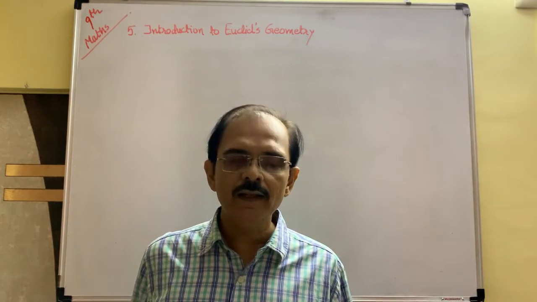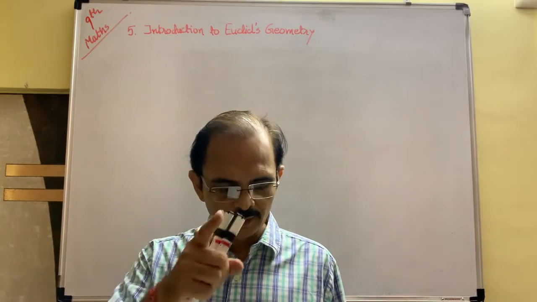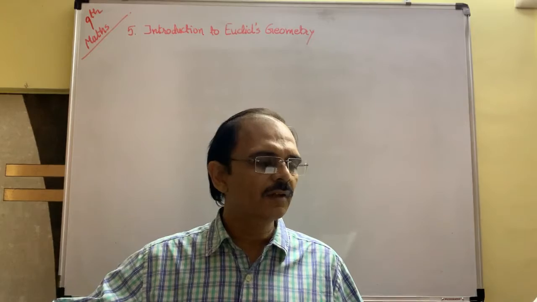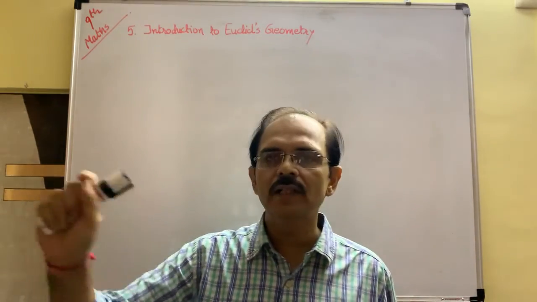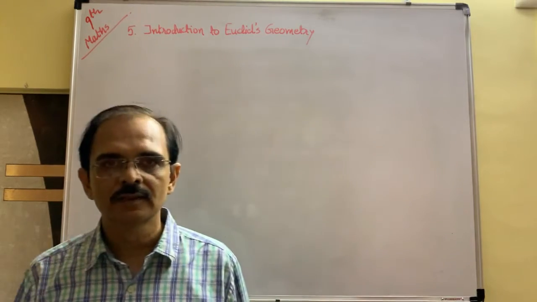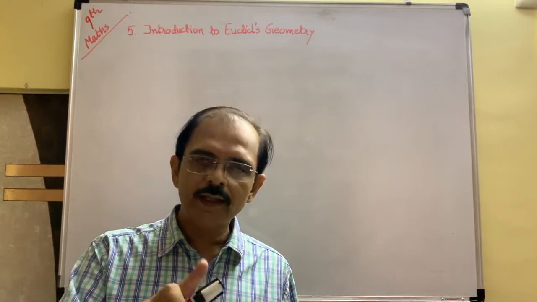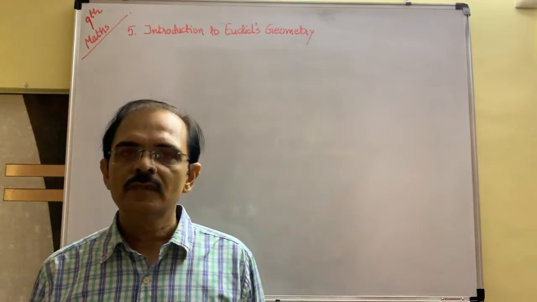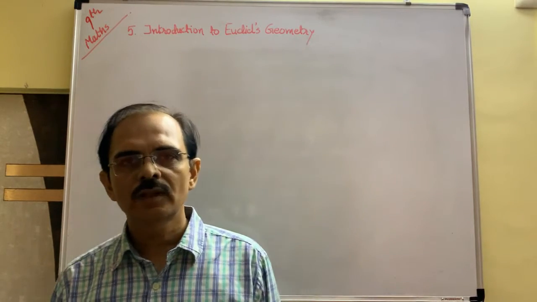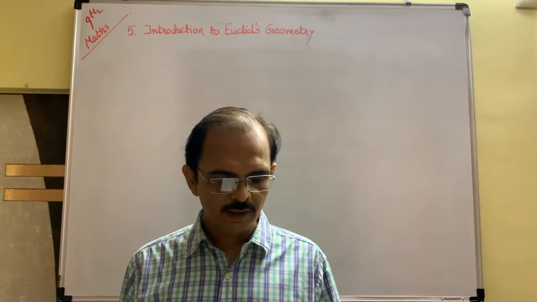Third, a terminated line. Terminated line means line segment in your language. A terminated line can be produced indefinitely on both sides. You can extend the left side and right side and it will convert into a line. Yes, we have learned it. So it is a true statement. Fourth, if two circles are equal, then their radii are equal. Yes, because the measurement of a circle is the measurement of its radii. So if two circles are equal, then their radii are equal.